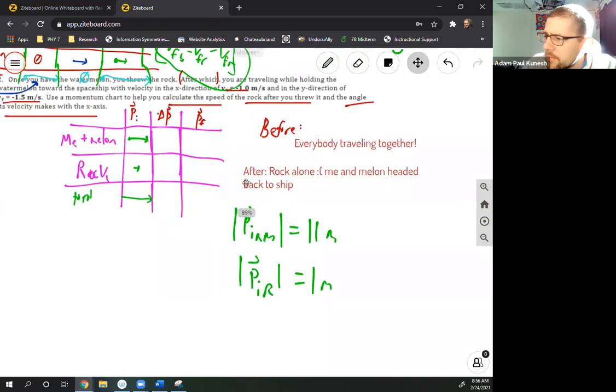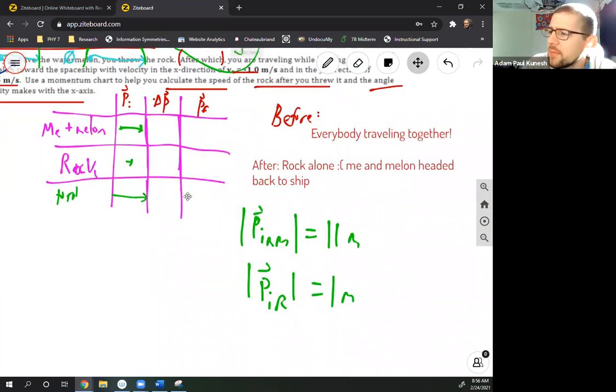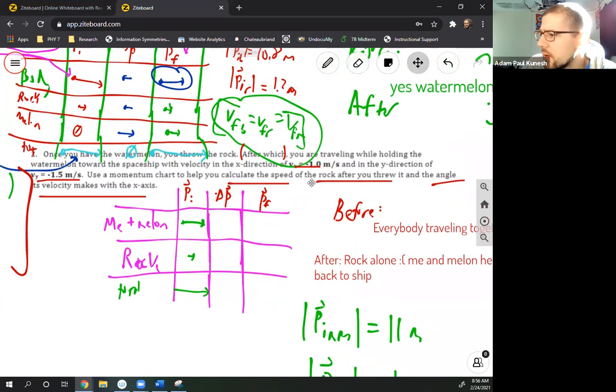Okay, so in terms of the final momenta, the final momenta is just given to us. We know the me plus watermelon's final velocity. Vx is -1 meters per second, Vy is -1.5 meters per second. So in the end, I'm moving something like this with my watermelon. Nice. That means the rock is going to be moving some other direction.